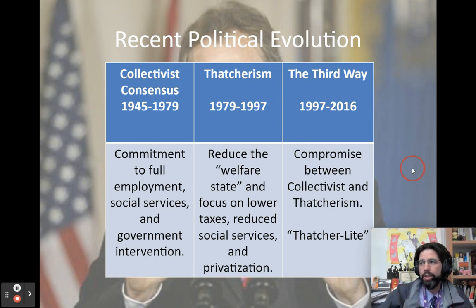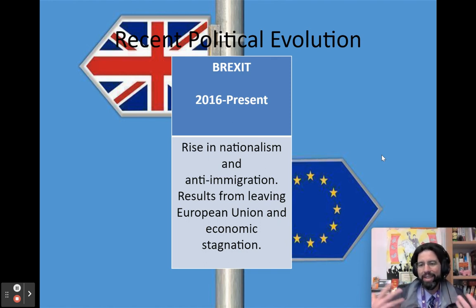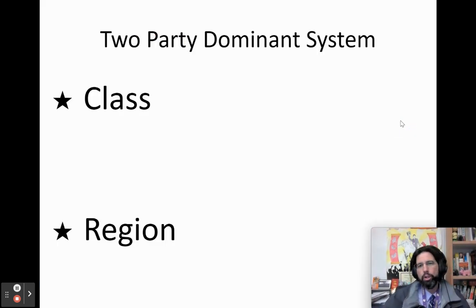And then we have the recent political evolution that is post Brexit UK. You have this rise in nationalism, very anti-immigrant sentiment, and a lot of the results and impacts from leaving the European Union, and especially the economic impacts that are coming post COVID as well. So we have a two-party dominant system in the United Kingdom. There are multiple parties, but two parties pretty much run things, very much like the United States.